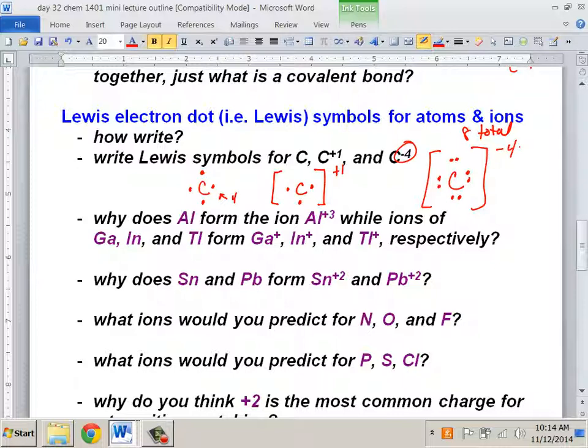But why would gallium, indium, and thallium they all form just +1? So let's find these guys. Gallium, indium, and thallium. Here they are. Look, they're right under aluminum. Why would they form just +1? Do you remember? Yeah, it's nice to get to nobles.